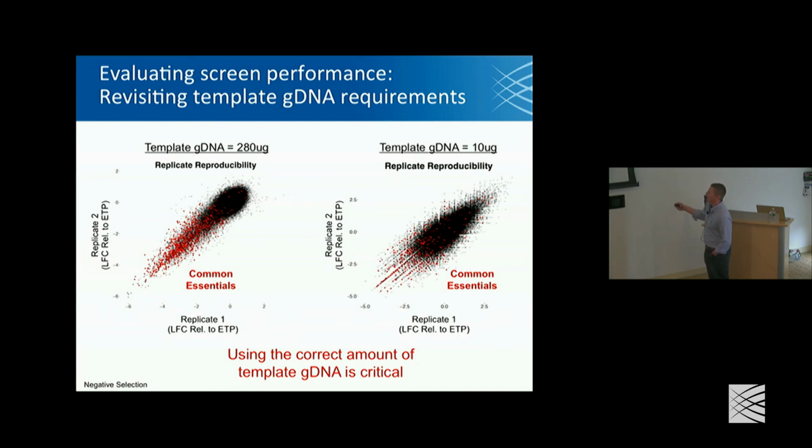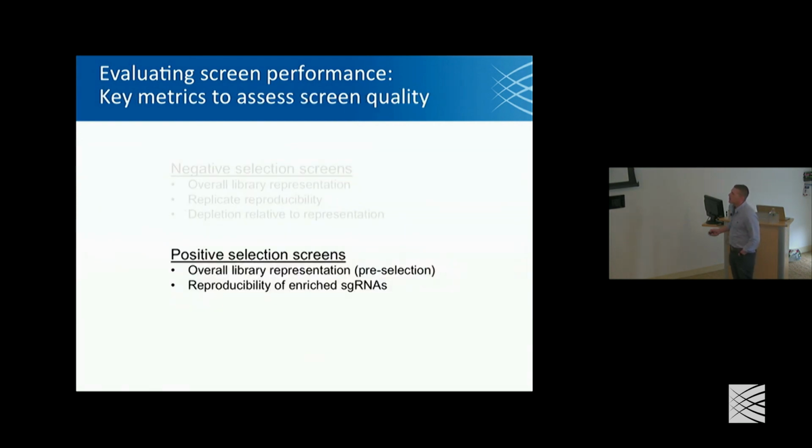It's kind of spread out from things that you never captured because you didn't sequence enough. So just to highlight the importance of using the correct amount of genomic DNA. Okay. So positive selection screens.